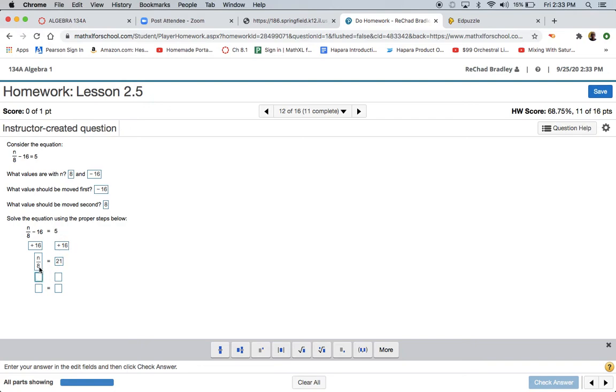If I now want to move this 8, it's being divided, so I will do times 8 times 8. The 8's go away. 21 times 8, I believe, is 168. Where am I at? There we go.